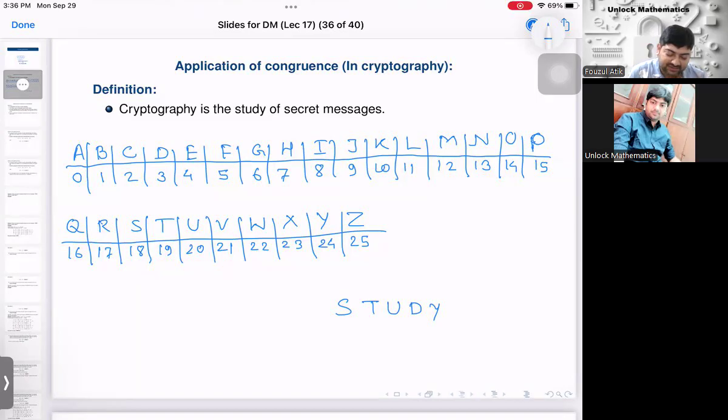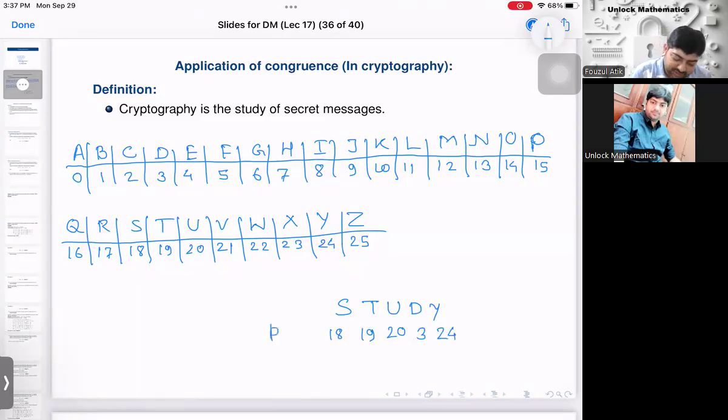So write down this 18. Then T, it is 19. Then U is 20. For D it is 3, and for Y it is 24. Now you add 3 to each number. So 18 plus 3.